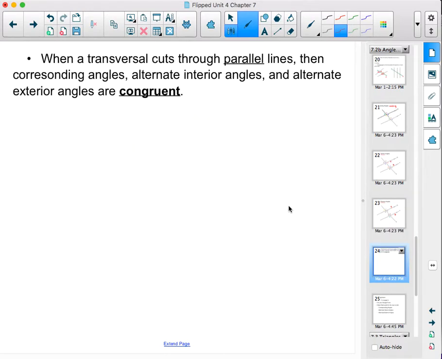The next thing you need to know is our very, very, very important note, and this is what's so important about those 3 types of angles. When a transversal cuts through lines that are parallel lines, then corresponding angles, alternate interior angles, and alternate exterior angles are going to be congruent.